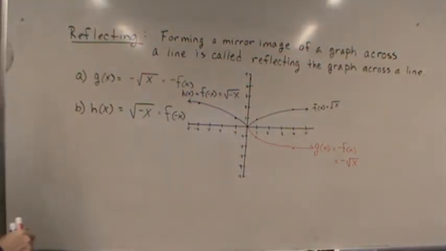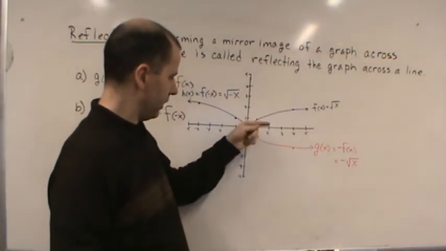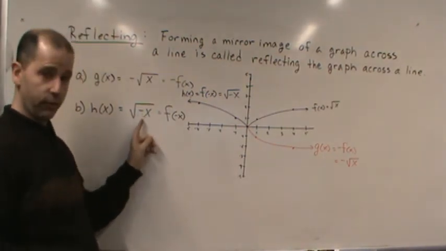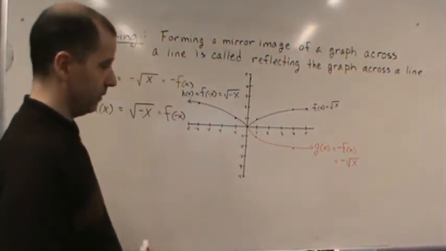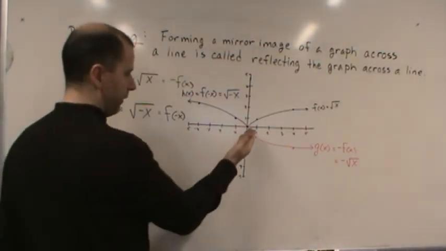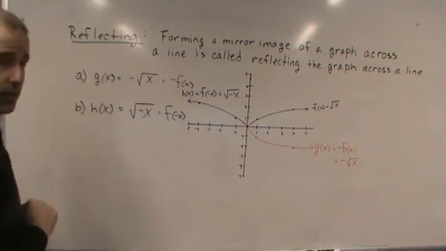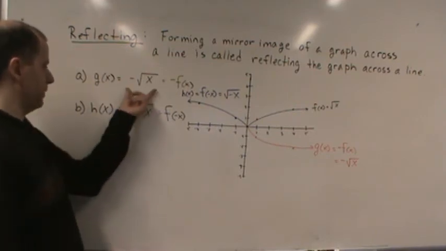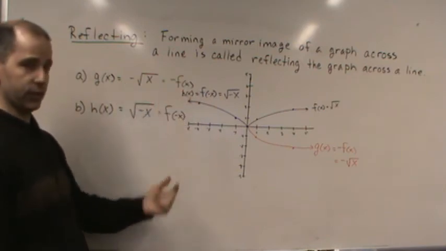Notice that when I multiply by negative 1 outside the function, it is a reflection across the x-axis. If I multiply the inside of the function, so if I multiply x by negative 1, then it's a reflection across the y-axis. All of the values of x that are positive become negative, and vice versa. And so this is how you do reflections. Again, just realize that this is a reflection across the x-axis if you multiply by negative 1 outside the function. This is a reflection across the y-axis.